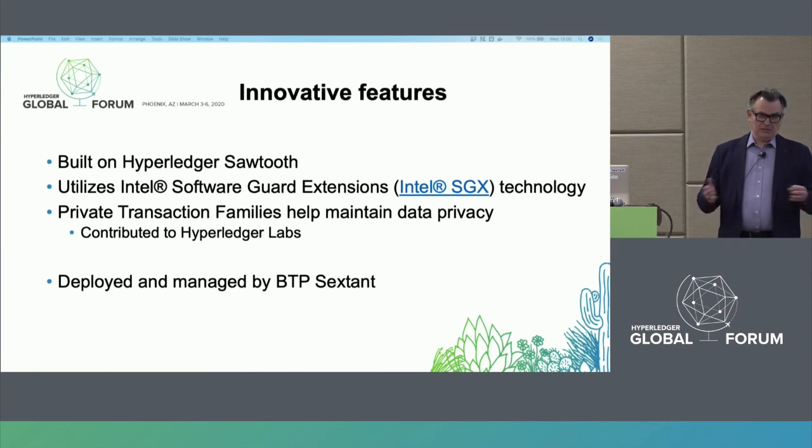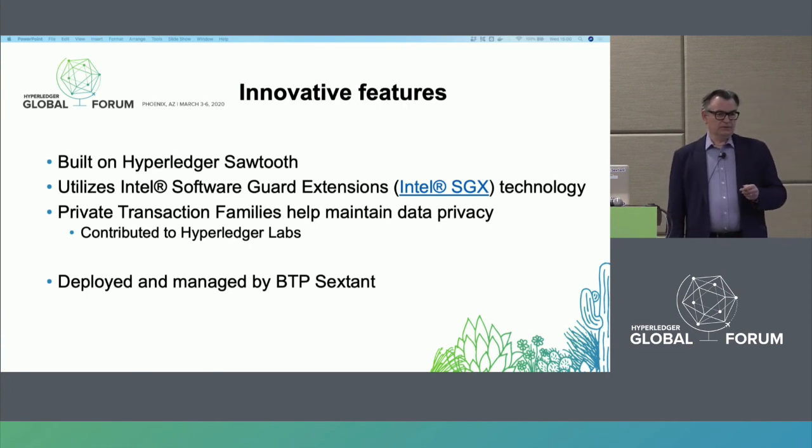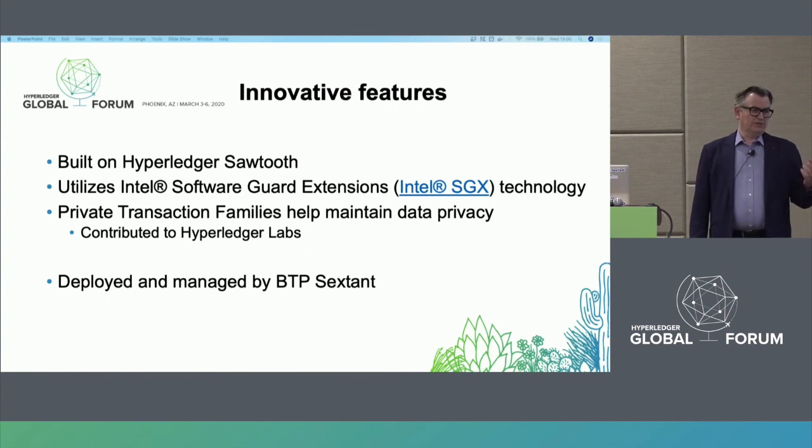So in other words, highly distributed, and in any case, one of the things they wanted to do was to add a privacy model to that. The way they've done that is through something called the private transaction families, which you can now go and see because it's in the Hyperledger labs. What that does is it allows something which in Sawtooth terms is called a transaction processor, but just think of it as the business logic, to be executed within a secure enclave using the Intel Software Guard Extensions. So this is a hardware solution.